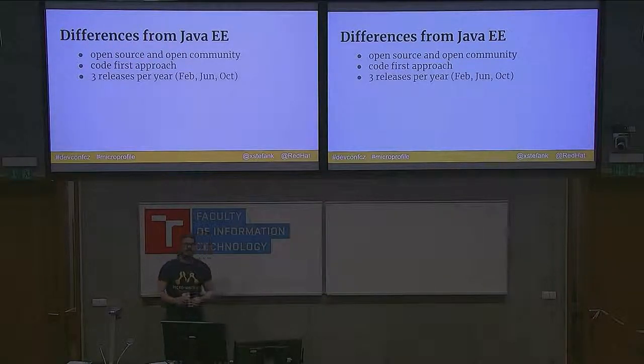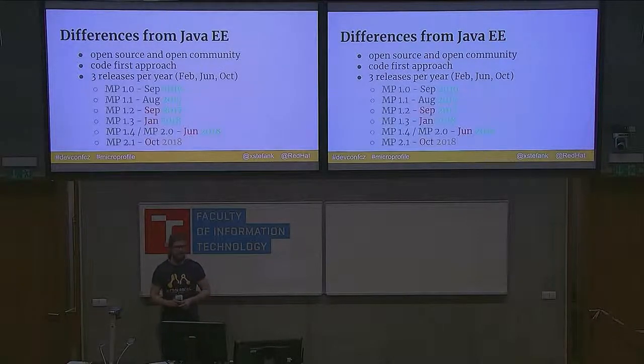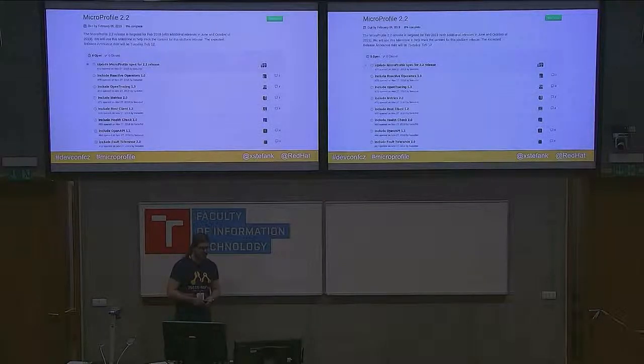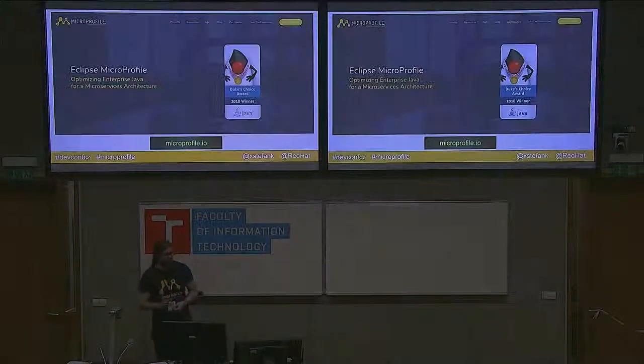And we are currently doing 3 releases per year, in the months mentioned. In the 2.5 years since MicroProfile started, we have already done 6 releases. So you can see the difference from Java EE. Currently, the next release is planned for February 6th, I think. So in 2 weeks, MicroProfile 2.2 will contain, again, a bunch of updates including new APIs.